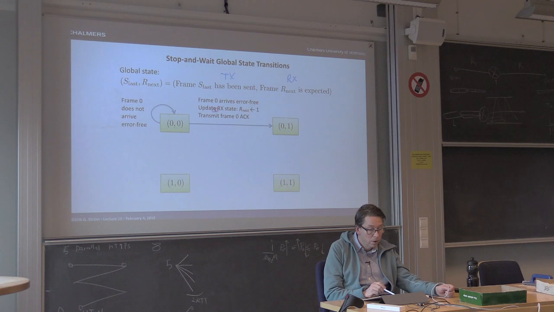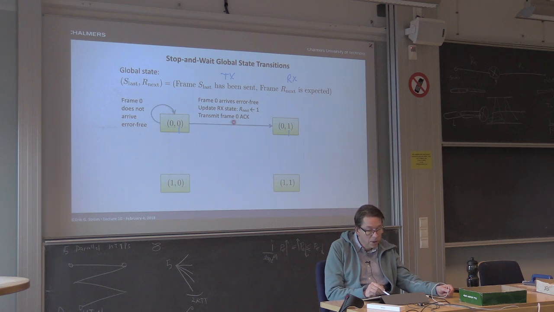If it does, then the receiver updates its state. So it goes from R next, which was 0, and then it becomes 1. Okay? So we transition from state 0 to state 1 at the receiver. The transmitter state is not changing with this event because this is a receive event.